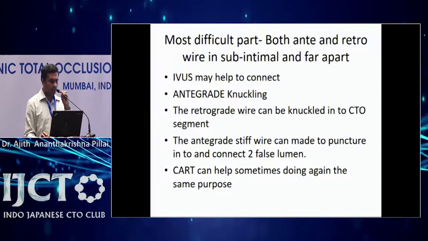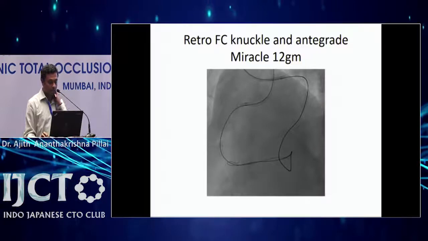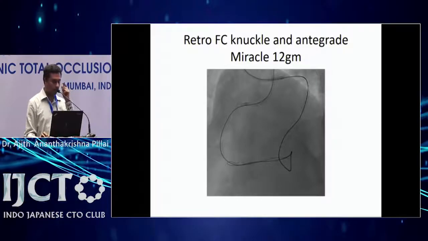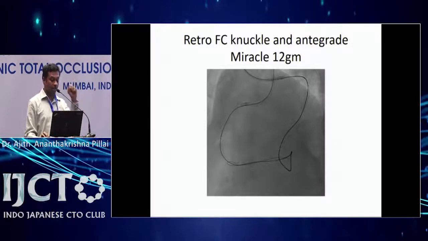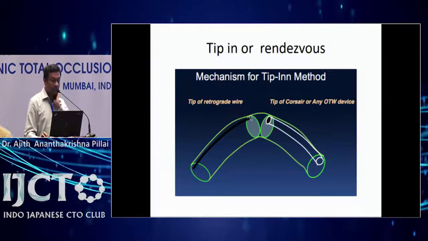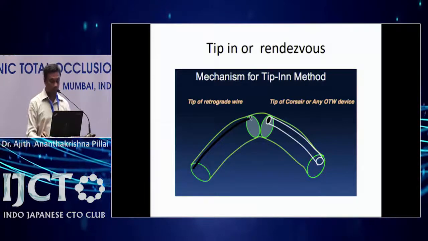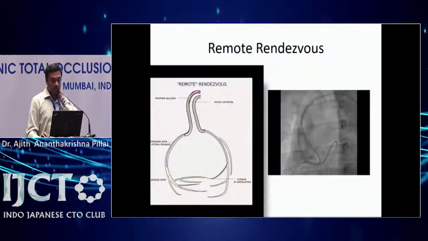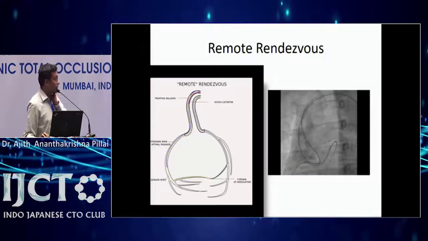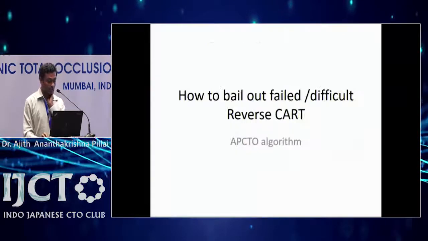Very rarely we use CART for connections. Here, a retrograde knuckle and then antegrade Miracle Toe. Through the retrograde knuckle, you try to connect a very high penetration wire from the antegrade approach. This is again a rare connection method. That is a tip-in or rendezvous. We push the microcatheters deep in and then try to wire into the antegrade microcatheter. This is a remote rendezvous, in which the catheter is not in the CTO segment. You make a connection somewhere in the guide catheter, either in the ascending aorta or in the arch.